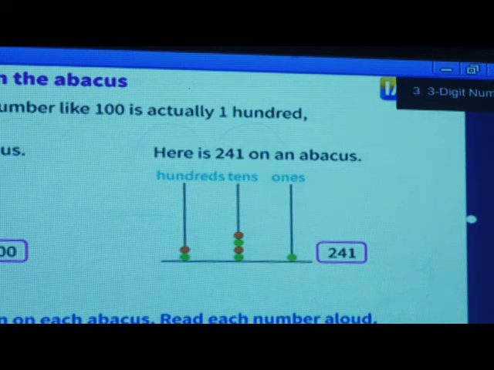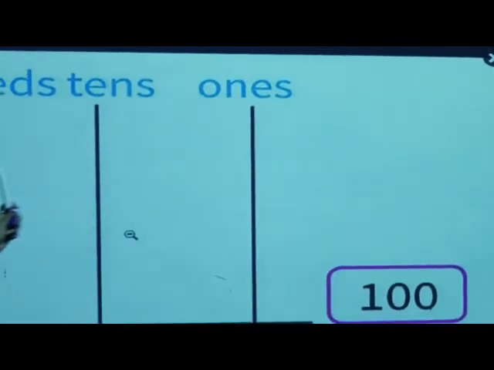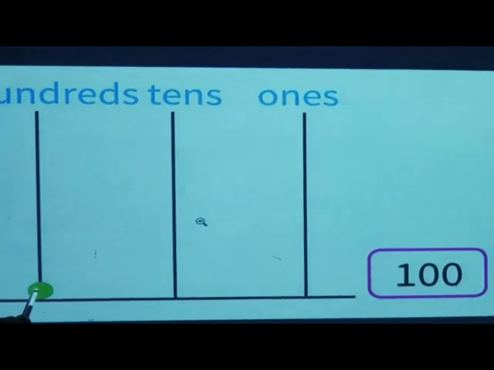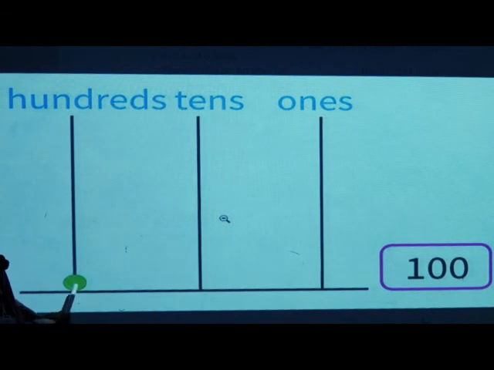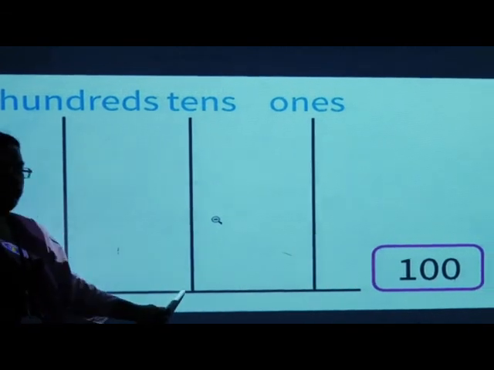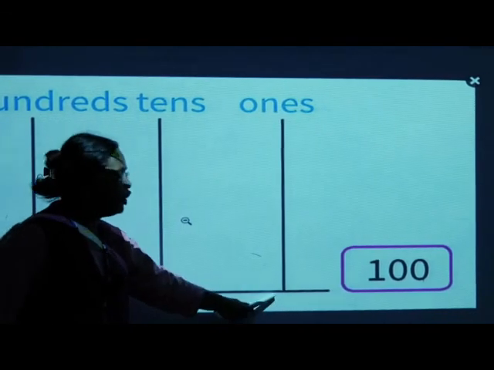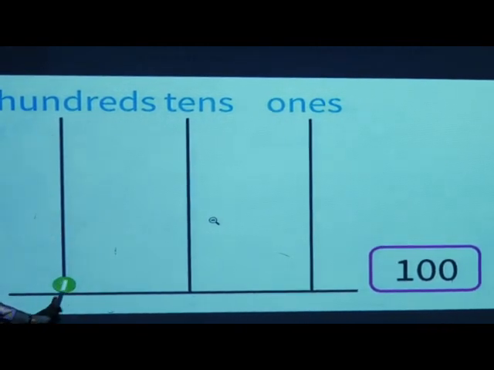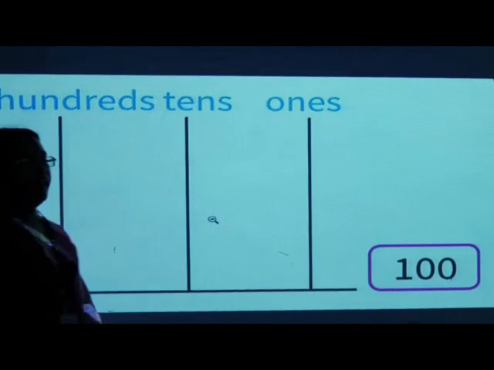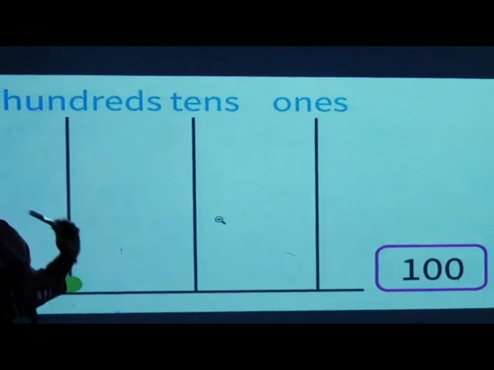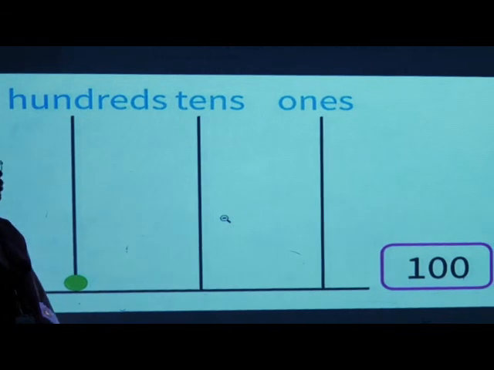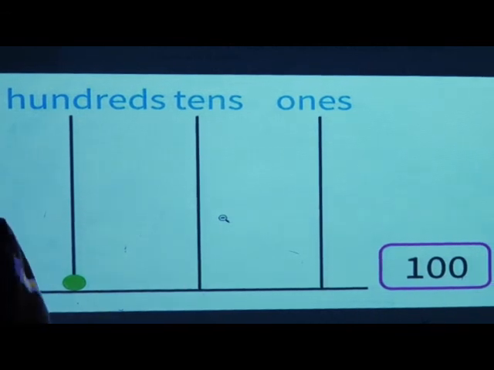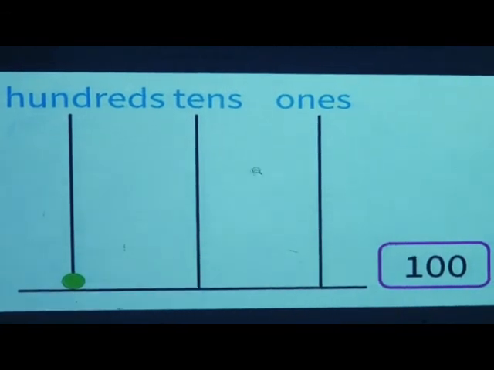See here. Now see, in this way you can see hundreds, tens, ones. This is 1 bead, that is 100, 0 tens and 0 ones. Here nothing means 0. So 1, 0, 0. That is 100. Got it, everyone? See now, the next one also I will tell.